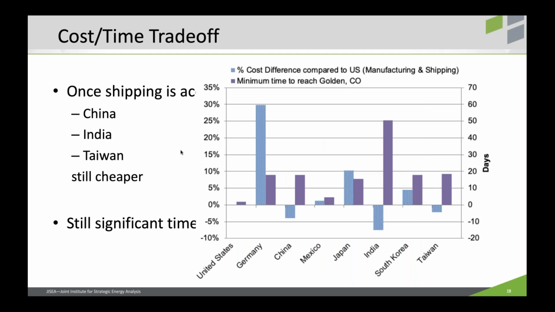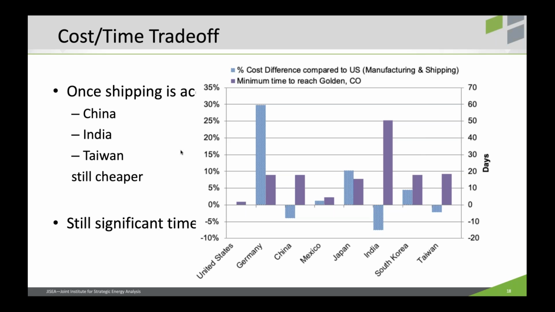And so if you look here in the blue colored bars, you can see the cost difference compared to the U.S. to manufacture and ship the product for it to reach Colorado. So you can see it would cost 30% more to manufacture a 2x2 trougher in Germany than it would if you were to purchase one that was manufactured here in the U.S. Now, it still is about 4% less cost to get a trougher manufactured in China.